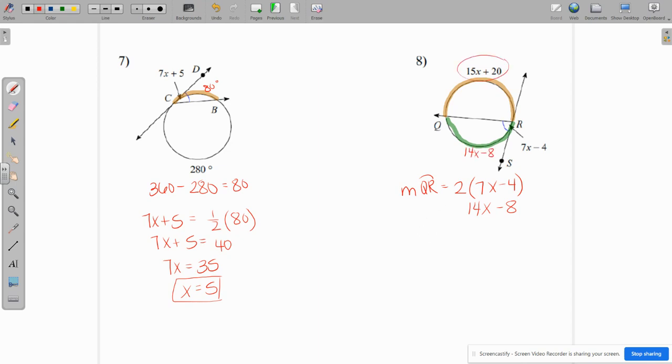So if I add 15x plus 20 and 14x minus 8, that should equal 360. Whoops, no. That would be plus 14x minus 8 equals 360. 15x and 14x is 29x. 20 minus 8 is a positive 12. So 29x, if we take 12 away from both sides, that's going to be 348. And dividing both sides by 29, you would get x equals 12.